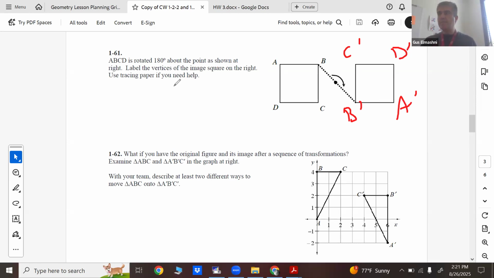Reagan, go ahead. Well, you should, just to show us a new image. It's just good form to do that. For 162, if you have the original figure and this image after the sequence of transformations, examine both of these with your team, and describe at least 2 different ways. So talk about how, for 162, we got from the original to the new. Have a discussion about that. I like that. That's good.